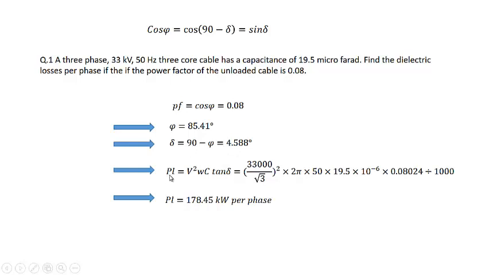So PL, that is the power loss, is equal to V square omega C tan delta. This V will be the phase voltage, equal to 33,000 divided by root 3, whole square, into 2 pi into 50, that is omega, and this is the value of C. This is tan delta, divided by 1000, just to convert into kilowatt. It comes out to be 178.45 kilowatt per phase.